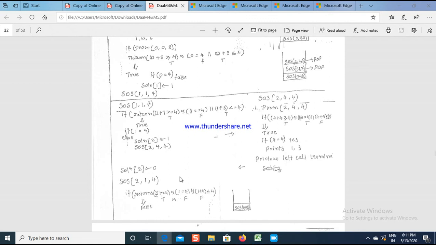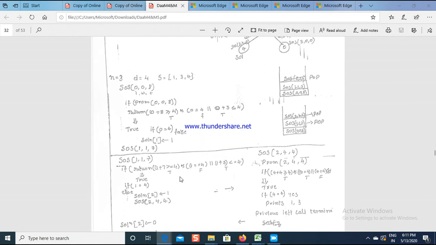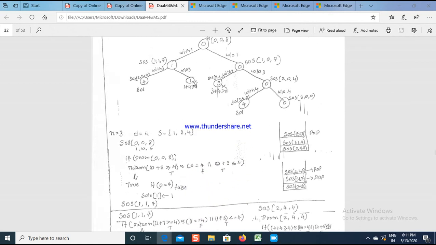False means what? Don't continue. Why? Here you can see, it will become a dead vertex. So now the left call is over, the right call is over. Now I have to pop this also, because for 117 both are over, left is over, right is over. So I need to pop the 117 also. So first pop the 214 and then pop the 117.